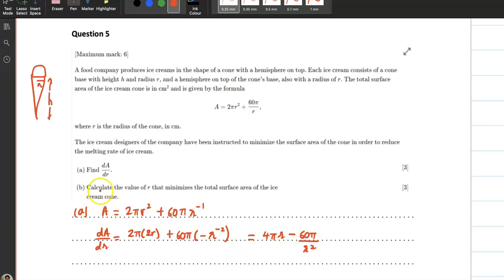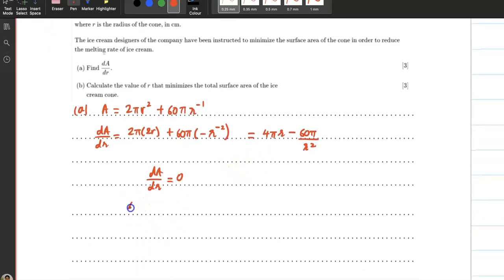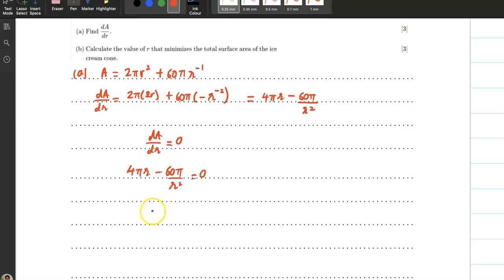Calculate the value of r that minimizes the total surface area. When you want to minimize or maximize, you take the derivative and make it equal to 0. So you have your 4 pi r minus 60 pi upon r square is equal to 0. Solve for r. So what will you do? Get it on the other side.